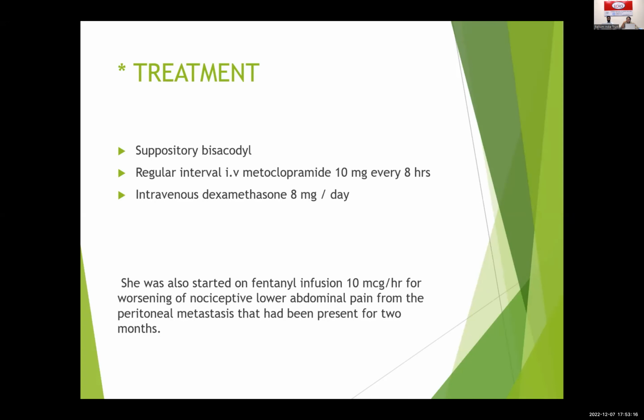So this was her treatment. This is her drug chart that you can see here. She was given bisacodyl suppository. And IV metoclopramide was given 10 milligrams every 8 hours. And intravenous dexamethasone was also given. And she was also started on fentanyl infusion, 10 micrograms per hour for worsening of nociceptive lower abdominal pain from the peritoneal metastasis that had been present for 2 months. So when you see this prescription, what do you think? Is it sufficient?